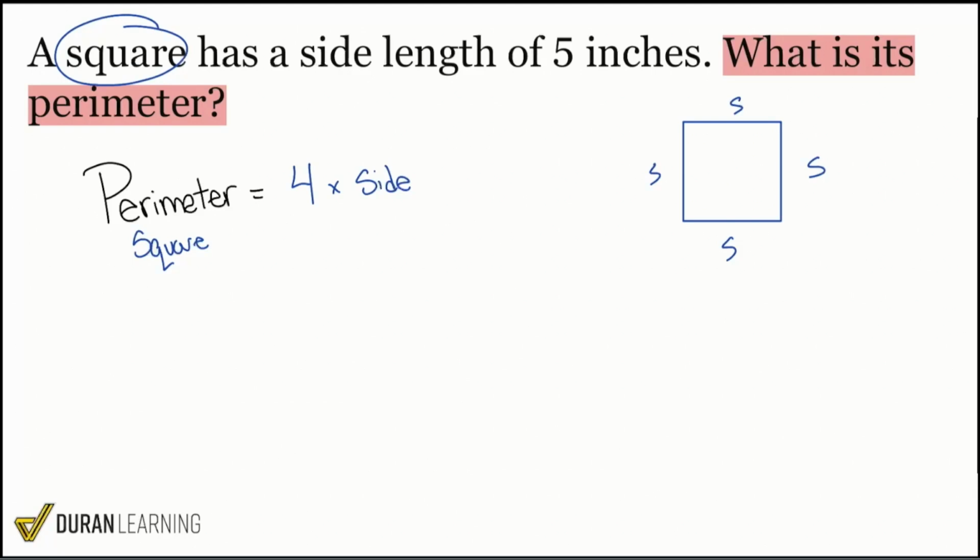Let me go ahead and change this to blue. But a side length of 5 inches. We're given it. So all we have to do is plug and chug. This one's a very straightforward one. We can feel good about it. Perimeter equals 4 times 5. 4 times 5 gives us 20, correct?